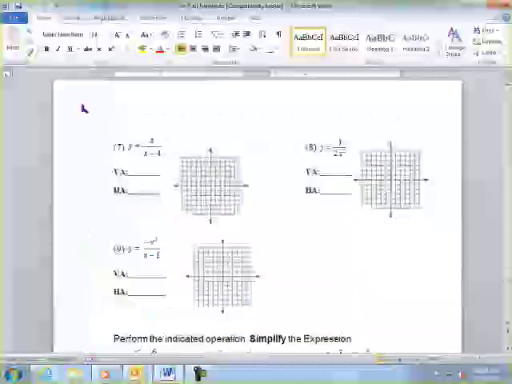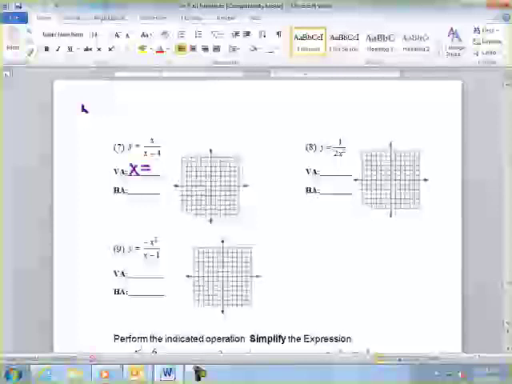Number 7, what would cause us to divide by 0? 4. So 4 will be our vertical. For the horizontal, we look at the powers of x's. Top, bottom, or tie? Tie. And when we have a tie, that means we're going to take the coefficients, or the numbers that are in front of those x's, which are both 1s, and make them a fraction. 1 over 1 is just 1. So we get a vertical at 4, a horizontal at 1. And then use your calculator to sketch it into the appropriate sections.